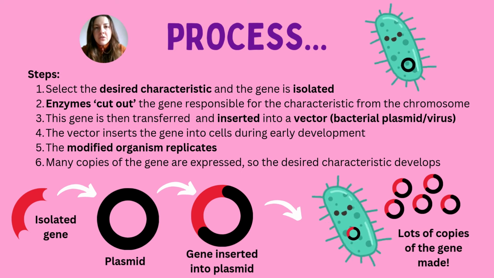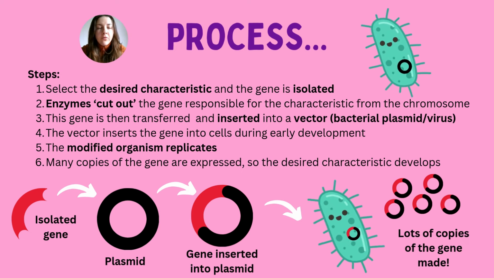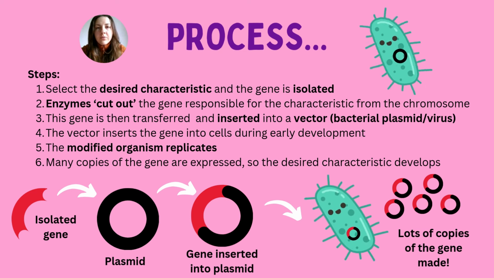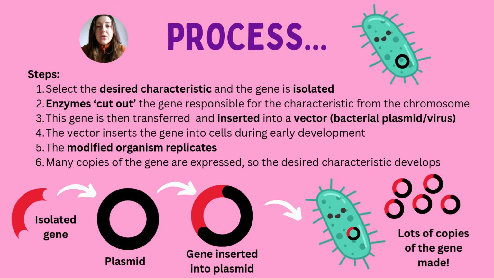So an enzyme is used to essentially cut out the gene that is responsible for the characteristic on that chromosome, the one that we're interested in. That's how we isolate it. That's how we take it out. We use enzymes to do this.